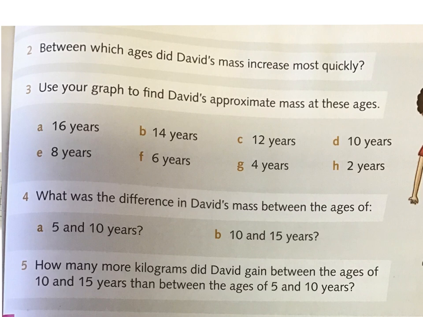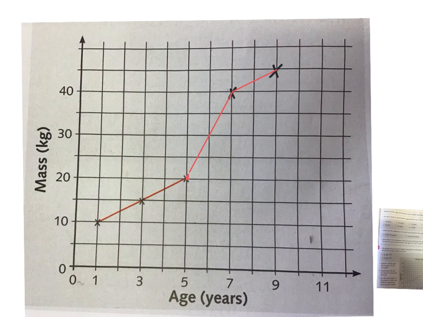I've made up a little example for you on the graph of David's weight to help you understand how to answer a question like this. For the purposes of this graph, I have imagined that David's weight at 7 years old is 40 kilograms and that his weight at 9 years old is 45 kilograms. Those aren't the answers to challenge 2, question 1. It's just an example that I've made up to help you understand challenge 2, question 2. So again, the question asks, between which ages did David's mass increase most quickly?